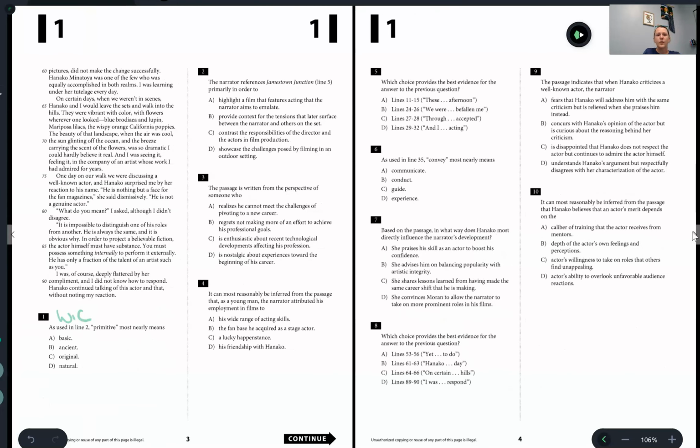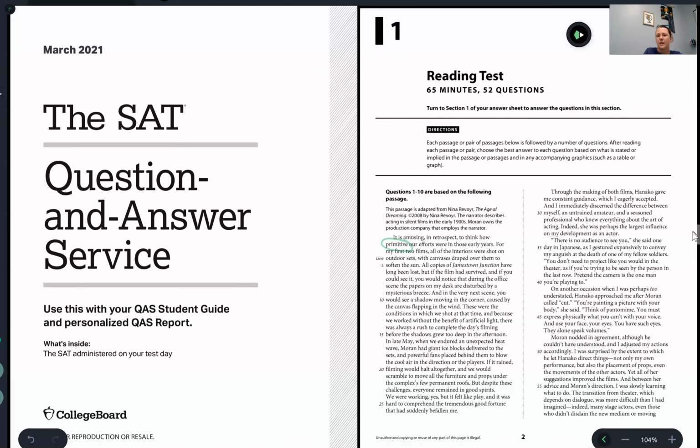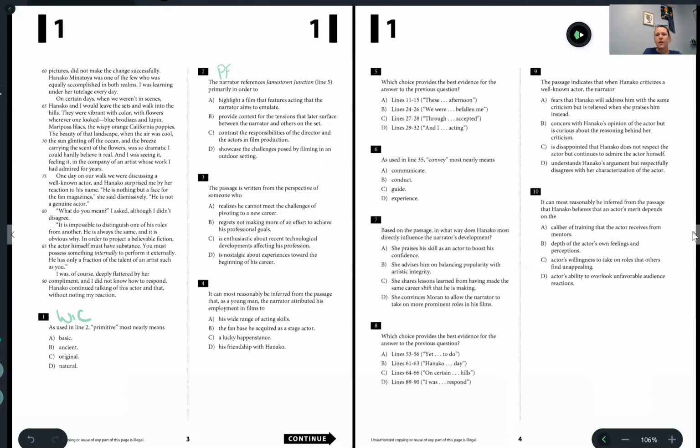Moving on to question number 2, the narrator references this idea in order to. So that "in order to" lets us know it's a purpose function. The place we need to look is line 5, and we're asking ourselves why he references this. It looks like a film title. So line 5, I'm going to go ahead and bracket this chunk, specifically Jamestown Junction. Question number 3, the passage is written from the perspective of someone who. Anytime we have these perspective questions, these are going to be main idea, primary purpose questions. So told from what perspective, told from what narration, that kind of thing.